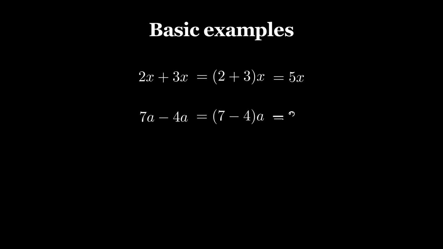First example, 2x plus 3x. Both terms are x terms, so they are like terms. We add the coefficients. 2 plus 3 equals 5. So the result is 5x. Second, 7a minus 4a. Again, same variable, so they are like terms. 7 minus 4 is 3, so we get 3a.